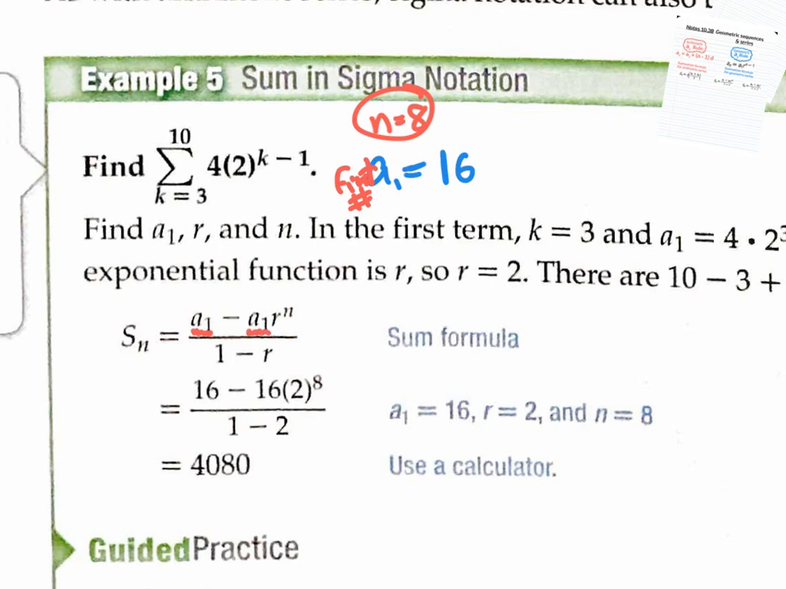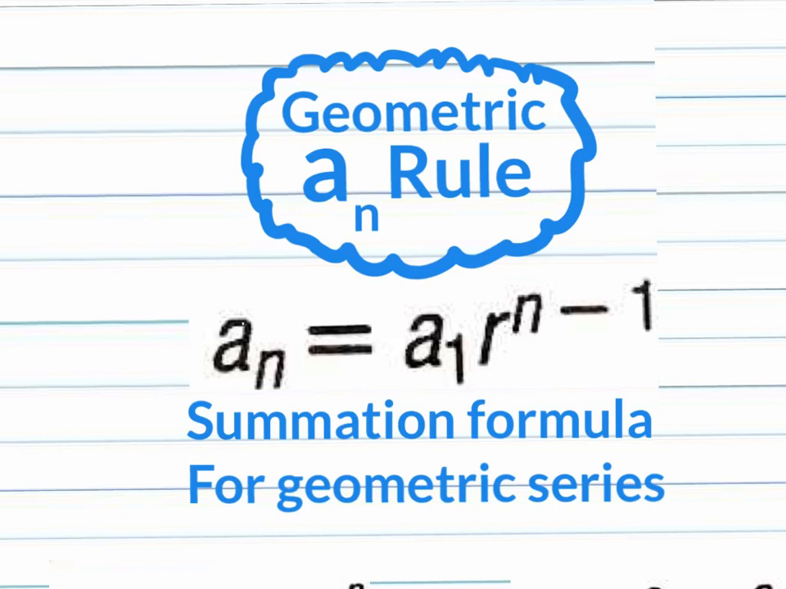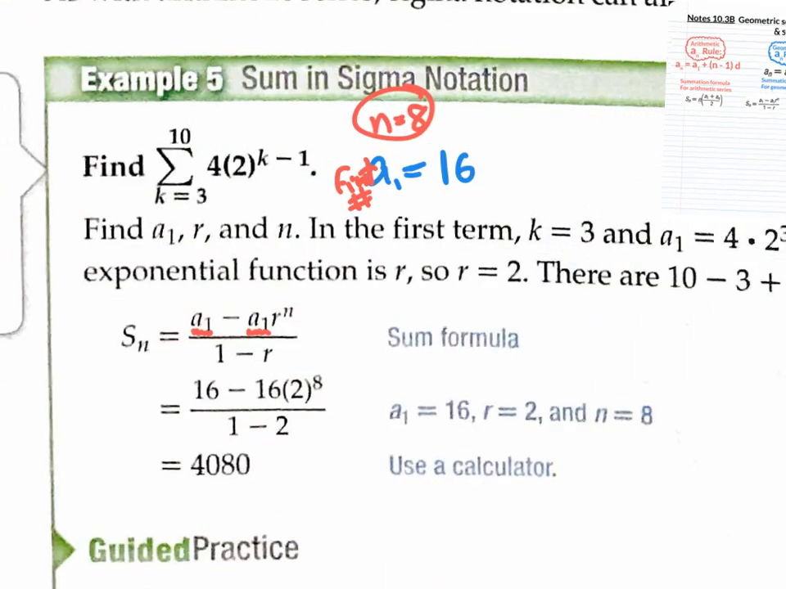Now, do we know the common ratio? That's the question. Well, when you look at this and you think about the a sub n rule for a geometric series, let's go back to our notes, where is the common ratio at? The common ratio is this value right here, the base of the exponent. The base of the exponent is the common ratio. So if you have that memorized, you'll be able to look at this thing and say, oh, my base is 2 of that exponent, so my common ratio is 2. So you could clearly see that the common ratio is 2.